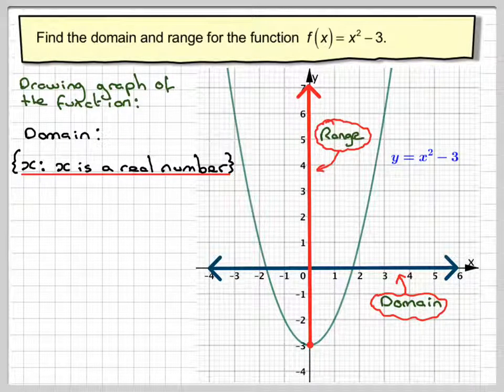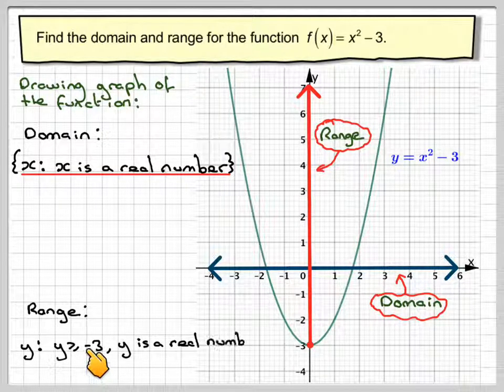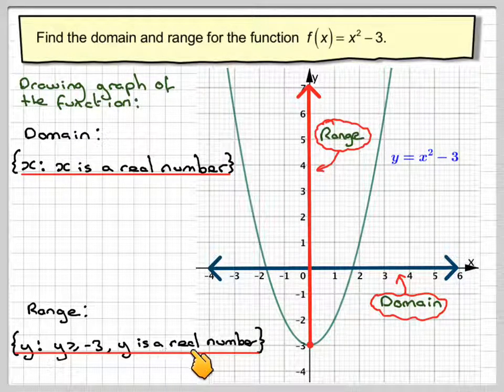The range is the output values that we will get for this particular function. Notice we will not get any value lower than minus 3. So the range is going to be y greater or equal to minus 3, and y is a real number. Again, we've got curly brackets. The arrow here indicates that this carries on forevermore upwards.